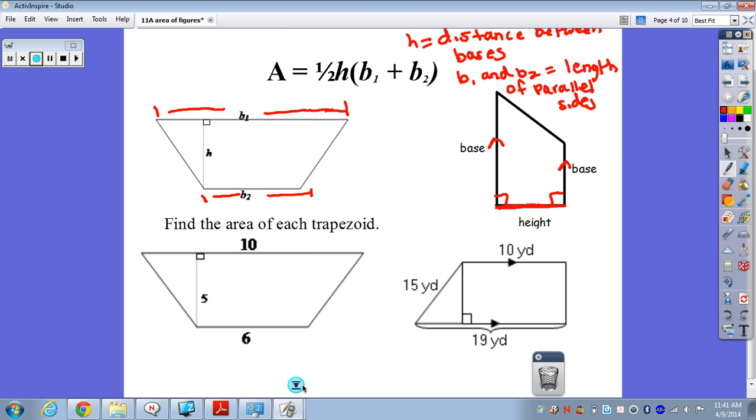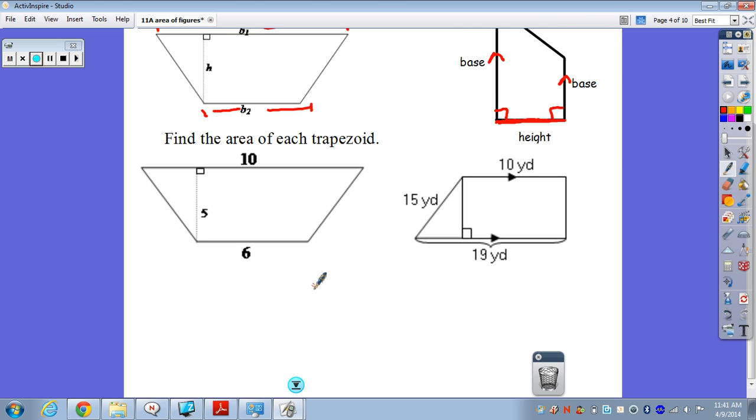So this first one says find the area of the trapezoid, and they luckily gave me everything I needed. So 5 is the distance between the two bases, so that's my height. And then the length of the two parallel sides are 10 and 6. And so then I just plug it into my formula.